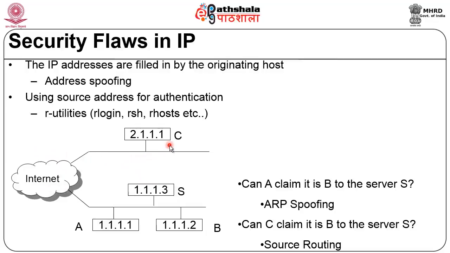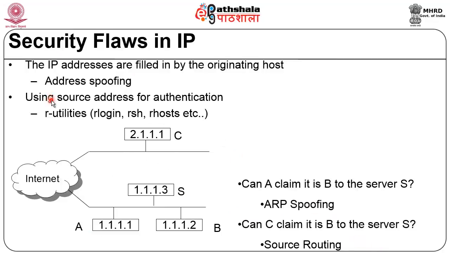Because C and S are located in a different network, while A, B and C are in the same network, A can say that it is B with the help of IP spoofing, and meanwhile C can claim that it is B with the help of source routing. That is a kind of routing attack.